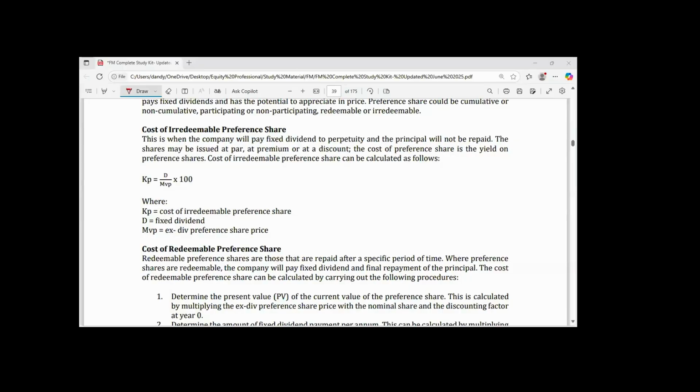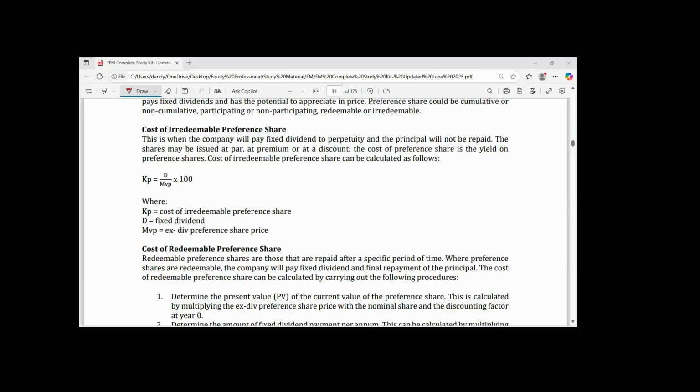If it is non-cumulative, it means that if a company makes loss in a particular year, that dividend will be forgone. There's no way you can recover it because there is no profit to pay the dividend. So in any year a company makes loss, or there is zero profit, you cannot pay the preference dividend, you ignore it and move on subsequently. You cannot cumulate it. So that's the difference between the two.